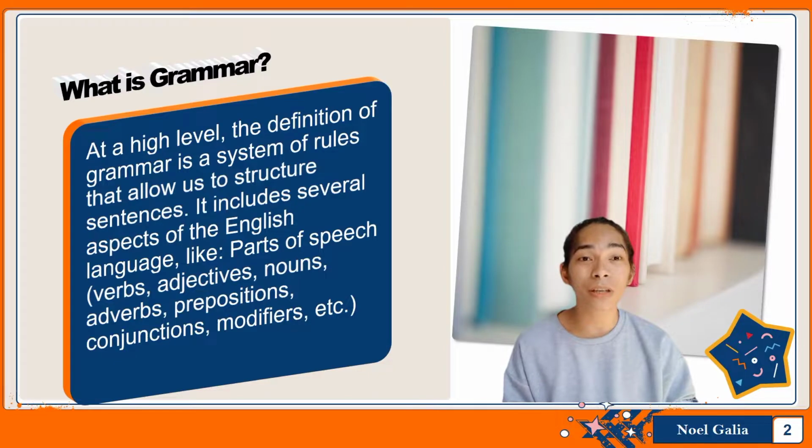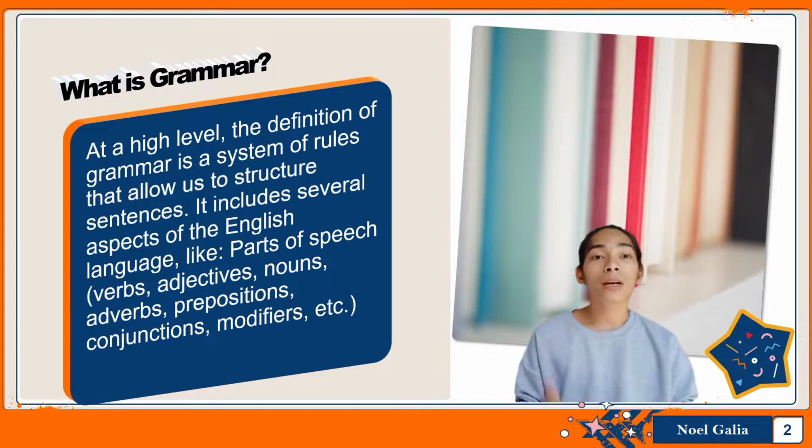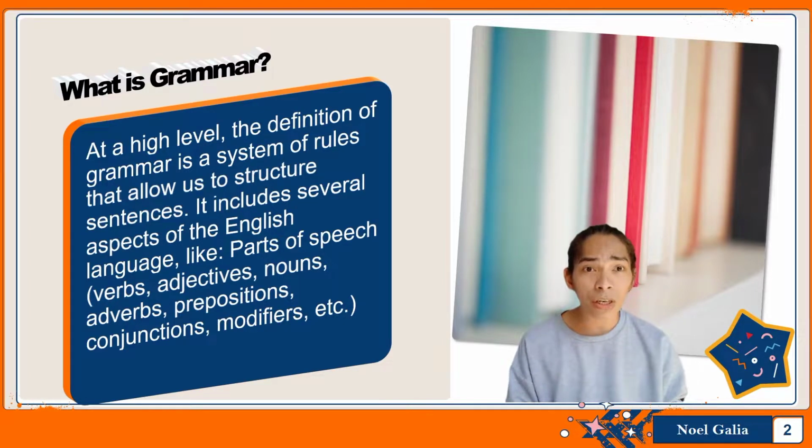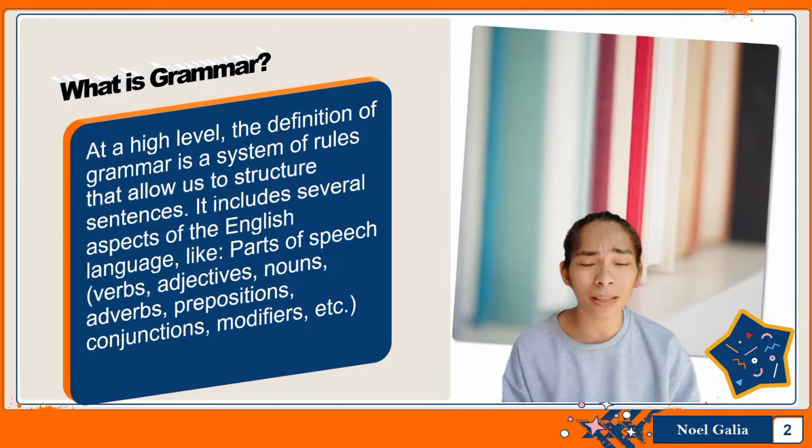Grammar, by definition, as we have known, is the system of rules that allows us to structure, create, or make sentences correctly. It also includes several parts or aspects of the English language, like the parts of speech: nouns, pronouns, adjectives, adverbs, verbs, conjunctions, prepositions, modifiers, and so on.